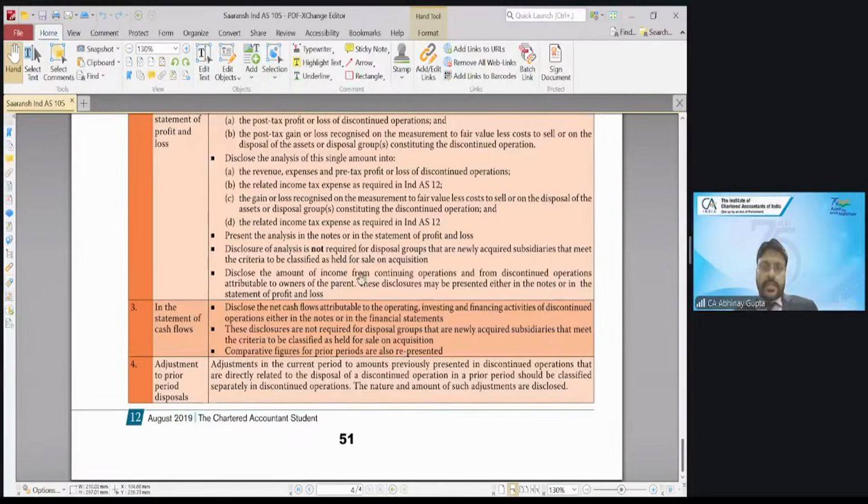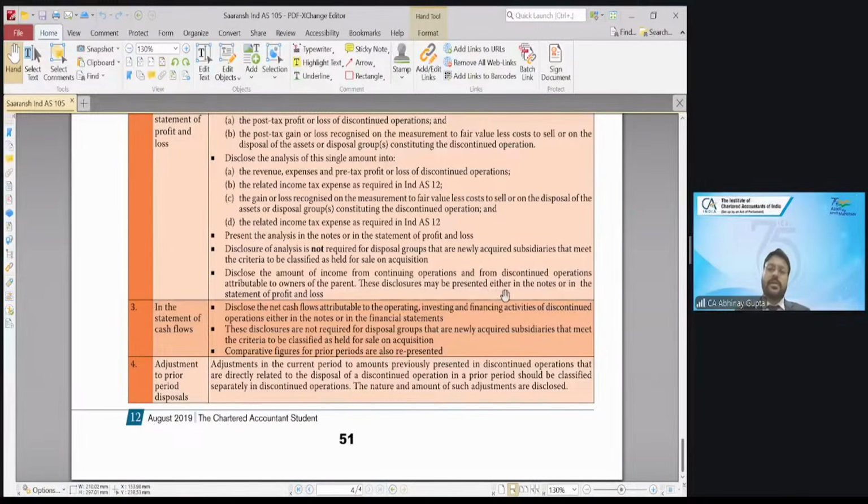Disclosure of the analysis is not required for the disposal group that are newly acquired subsidiaries that meet the criteria to be held for sale on the acquisition. So if any company acquires a subsidiary with a view to sell it only, right? Then this disclosure of analysis is not required because the subsidiary is held for sale from the day one itself, right? Now disclose the amount of the income from the continuing operations and from the discontinued operations attributable to the owners of the parent.